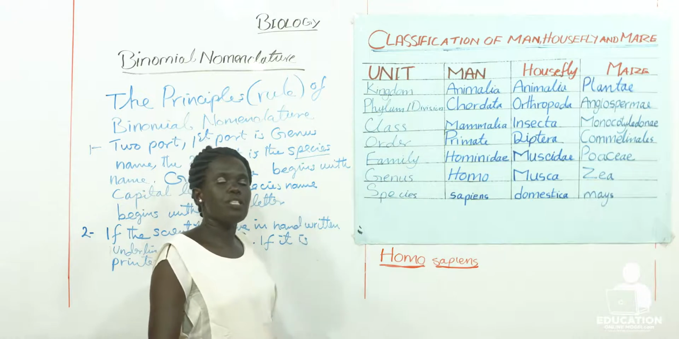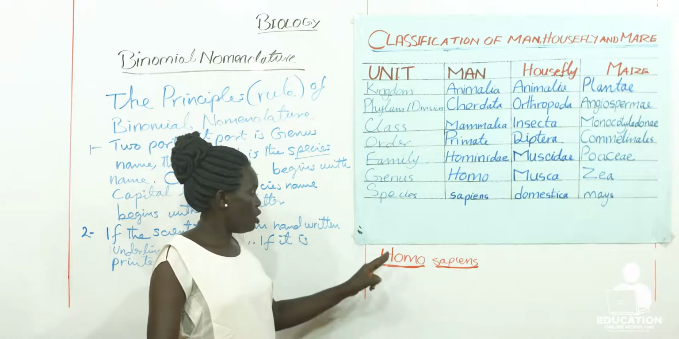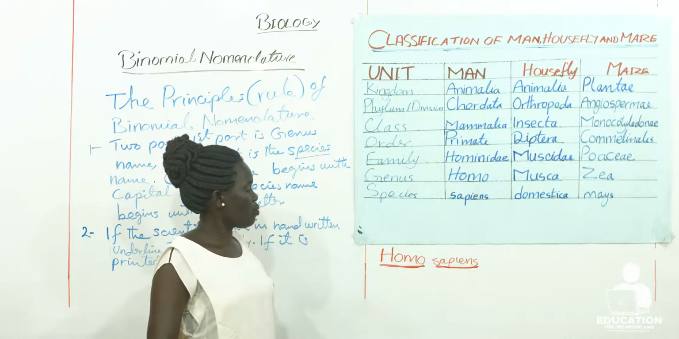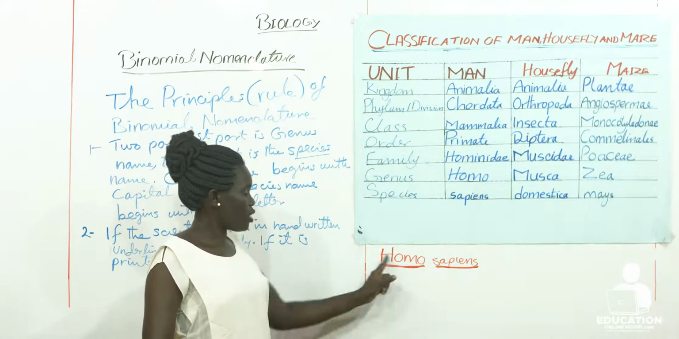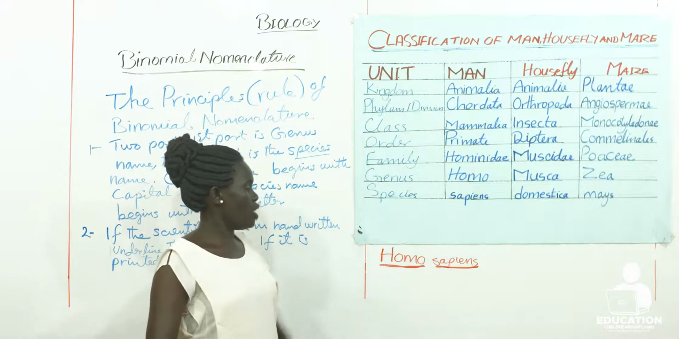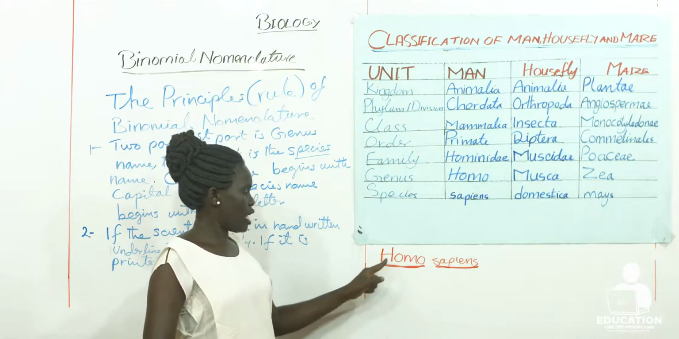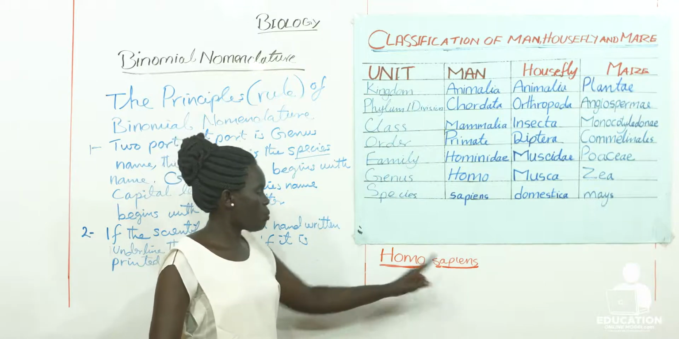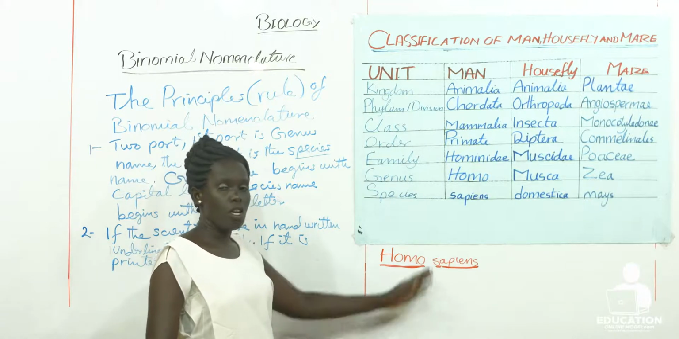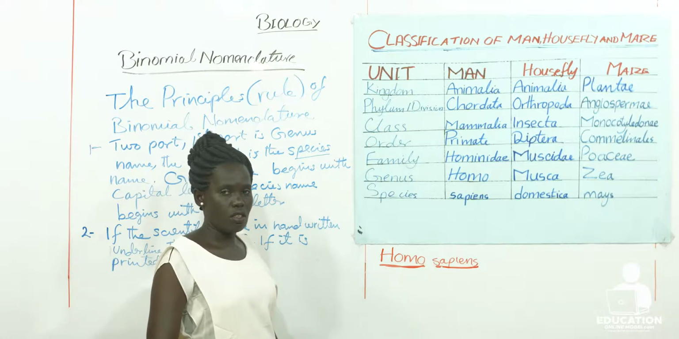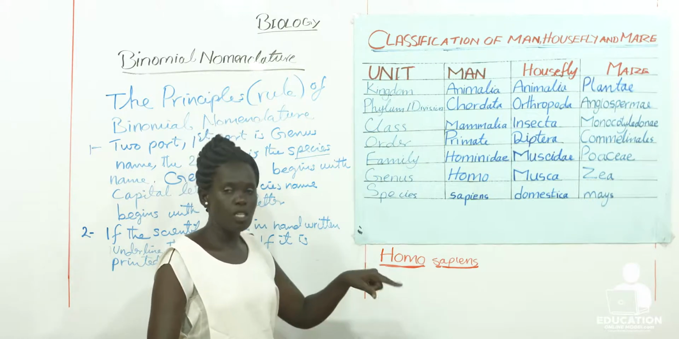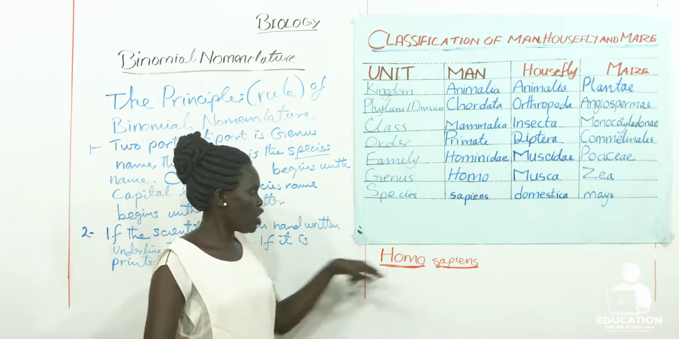So now we have applied the two principles. First of all, it is made up of two names. The first one is the genus name. The second one is the species name. The genus name starts with a capital letter. Homo starts with capital H. Sapiens starts with a small s. Number two, we underline them as separate words. We don't join the line.